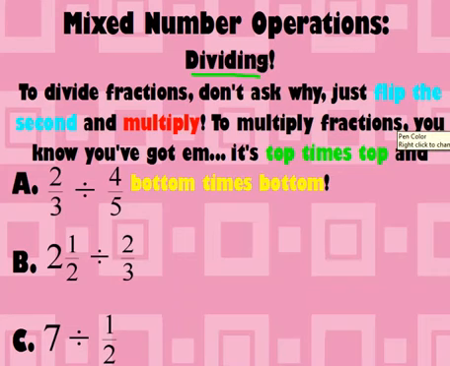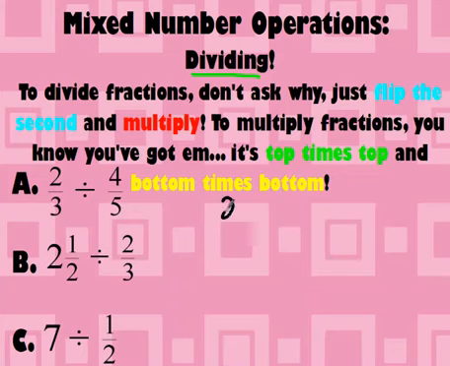So let's go ahead, we have a rhyme, just like with multiplication, it just has division and then multiplication as well. So we'll just say it together. To divide fractions, don't ask why, just flip the second and multiply. To multiply fractions, you know you've got them, it's top times top and bottom times bottom. So basically, you take your division problem, it's going to flip, and then it turns into a multiplication problem.